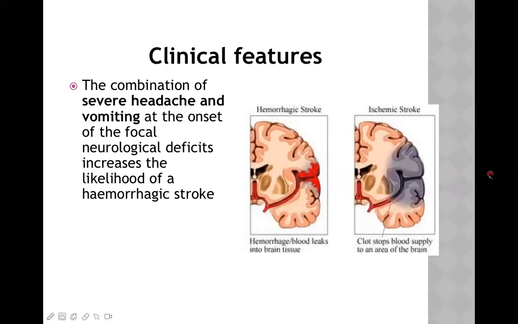Now, in both types of stroke, headache would be there, vomiting would be there, and probably drowsiness and loss of consciousness will also be there. But these are much more common in hemorrhagic stroke than in ischemic stroke, because hemorrhagic stroke leads to the formation of a space occupying lesion because of the blood clot formation, and that space occupying lesion will cause all the clinical features much more severely.